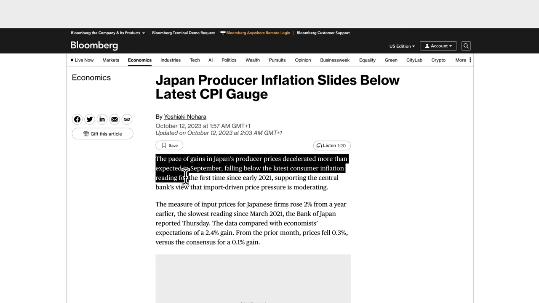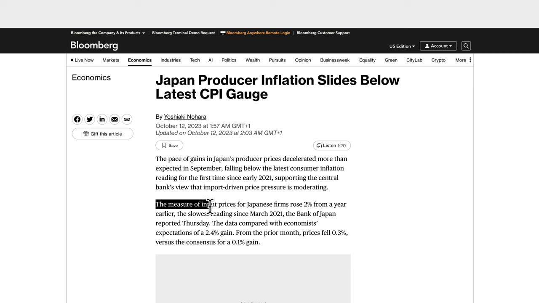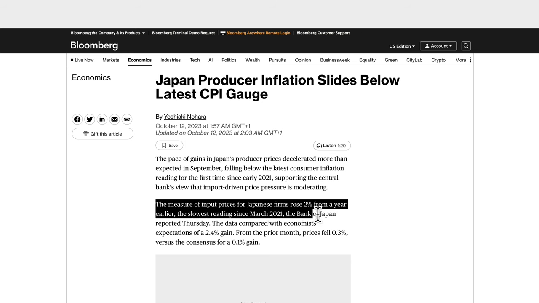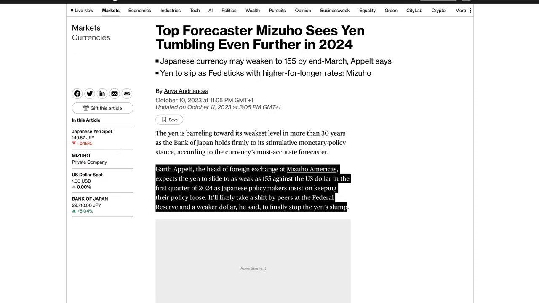And so the pace of gains in Japan's producer prices decelerated more than expected in September, falling below the latest consumer inflation reading for the first time since early 2021, supporting the central bank's view that import-driven price pressures are moderating. The measure of input prices for Japanese firms rose 2% from a year earlier, the slowest reading since March 2021, the Bank of Japan reported Thursday. The data compared with economists' expectation of a 2.4% gain from the prior month. Prices fell 0.3% versus the consensus of a 0.1% gain.